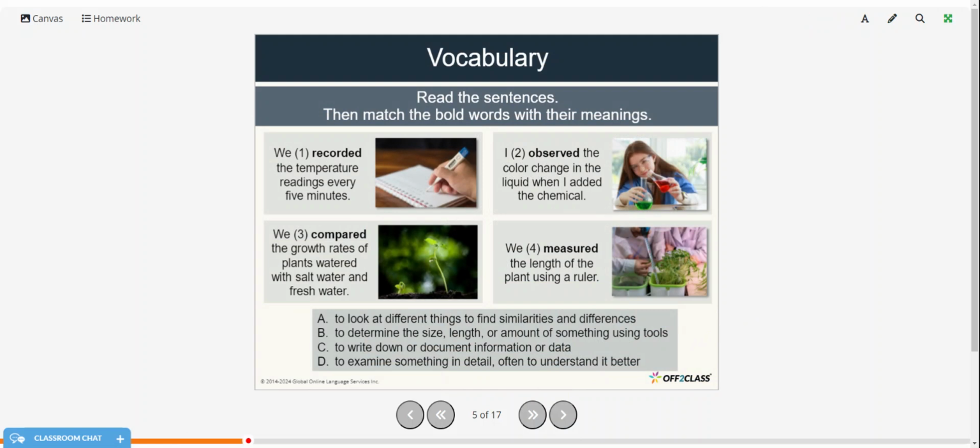So A, to look at different things to find similarities and differences. That would be to compare. To determine the size, length, or amount of something using tools. That would be measured. To write down or document information or data. That's recorded. And to examine something in detail, often to understand it better, is to observe.